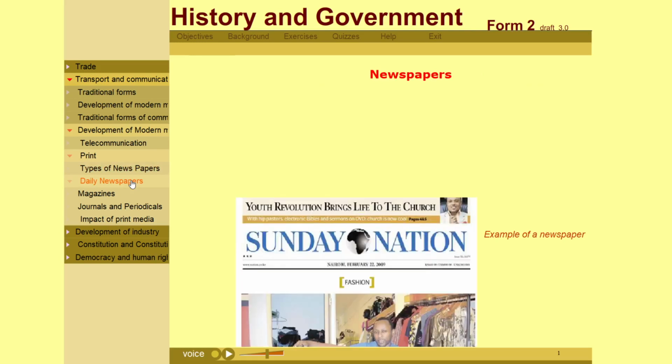Daily newspapers print at least one edition every weekday. Examples of daily newspapers are Daily Nation, The Standard, The People Daily, Taifa Leo, The Monitor, among others in Kenya. In other countries, daily newspapers include the Los Angeles Times in USA and the Toronto Star in Canada.